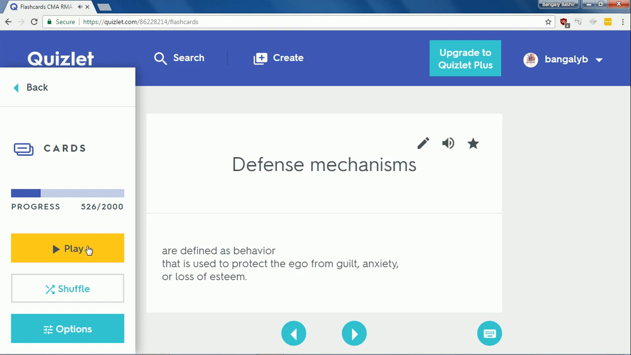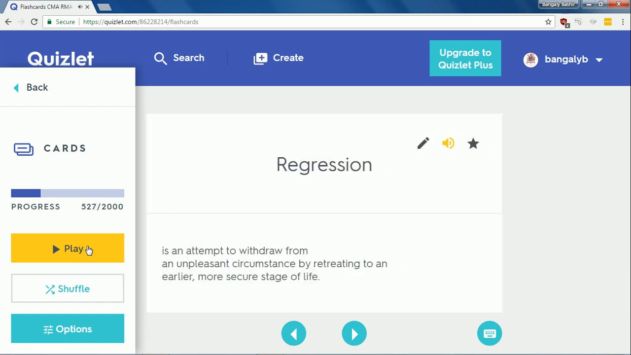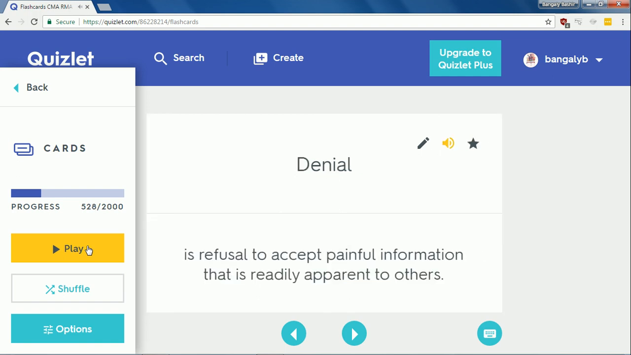Defense mechanisms are defined as behavior that is used to protect the ego from guilt, anxiety, or loss of esteem. Regression is an attempt to withdraw from an unpleasant circumstance by retreating to an earlier, more secure stage of life. Denial is refusal to accept painful information that is readily apparent to others.